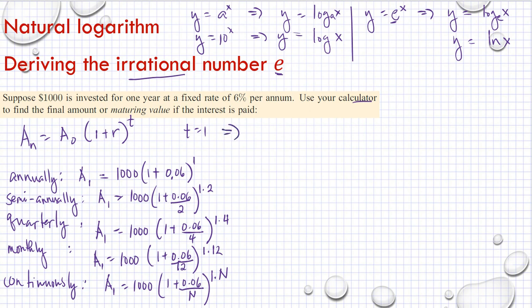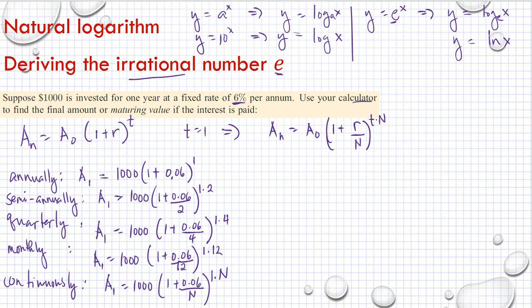If it's compounded continuously, then we have A sub n is equal to A sub 0 multiplied by 1 plus r, because this is our r, divided by how many compounds, raised to t multiplied by n. That is what we did there.